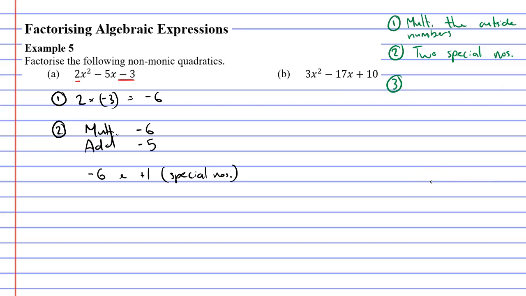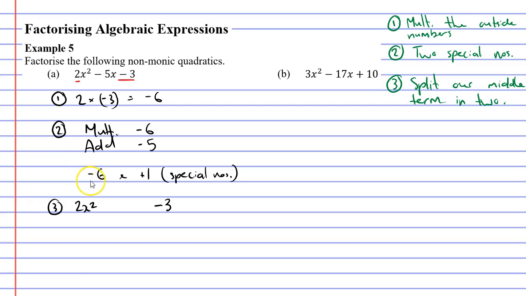That now takes us to step 3. For step 3, we're going to split our middle term in 2. I'll show you what that means over in question A. Looking at my original expression, 2x squared minus 5x minus 3, the first term is going to stay the same, and the last term, the -3, is going to stay the same as well. The middle term will be split in 2.